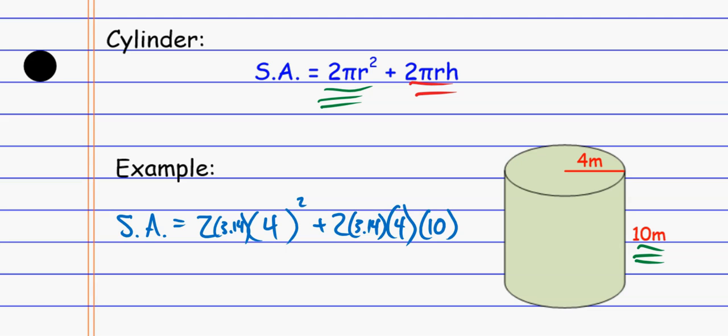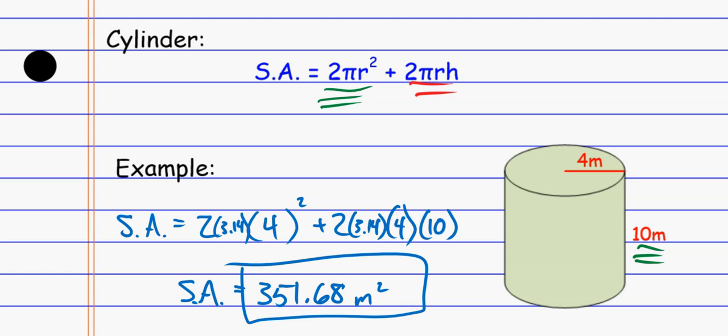So I just hit 2 times 3.14 times 4 squared plus, and I'm plugging this all into my calculator in one shot, plus 2 times 3.14 times 4 times 10. Okay, and I just hit enter, and it spits out the answer: surface area equals 351.68 square meters. Okay, so I'm still doing the same thing. I'm just doing it in the format of a formula because it's easier to do it this way. This one is hard to visualize those pieces individually, so we just divert to a formula instead.